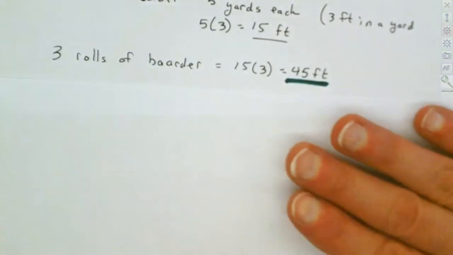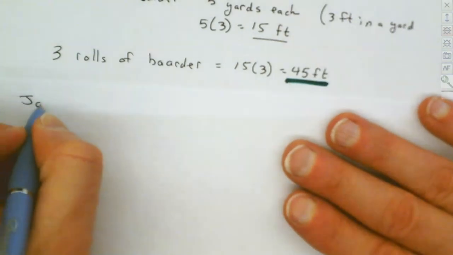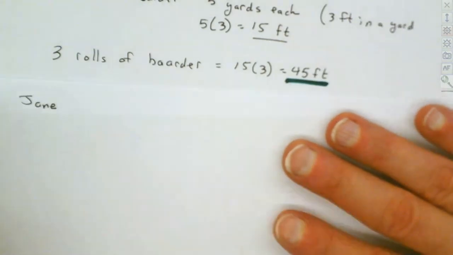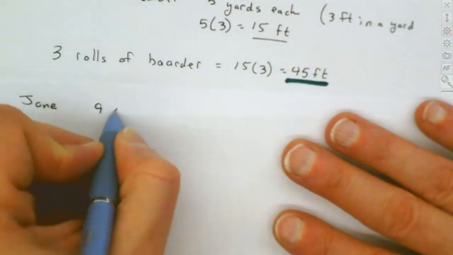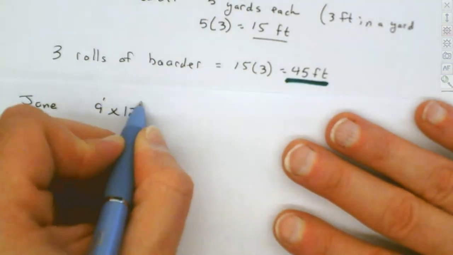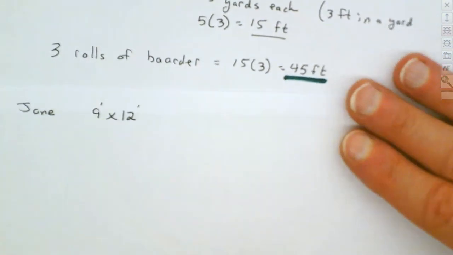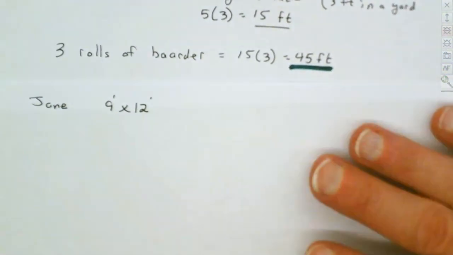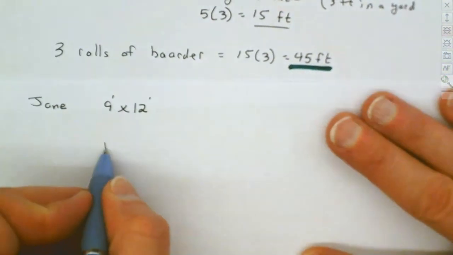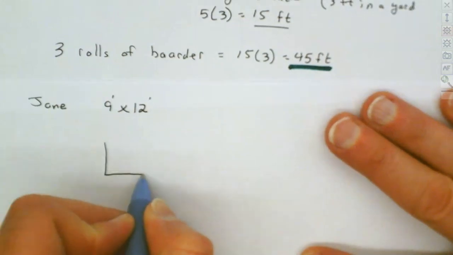I'm going to look at Jane. So Jane's room is 9 by 12 feet. Everything's in the common unit of feet. So what does Jane's room look like? Well, Jane's room looks like this.